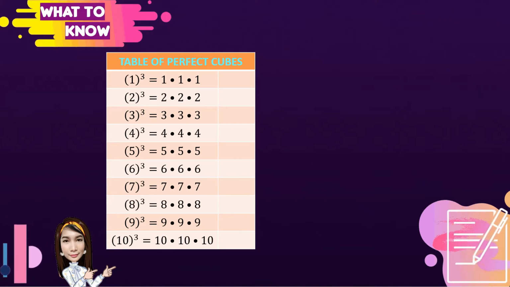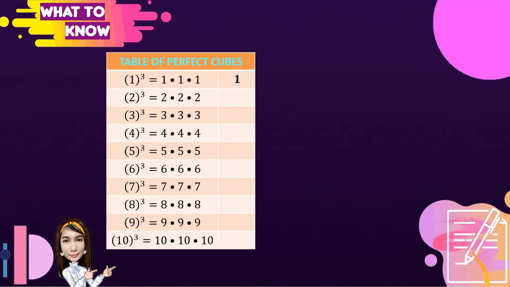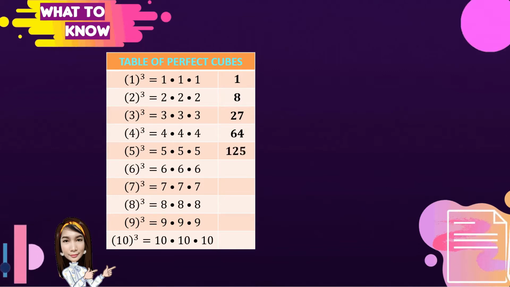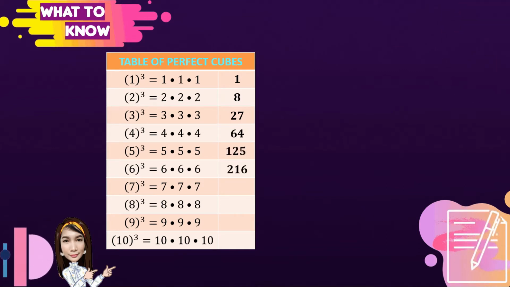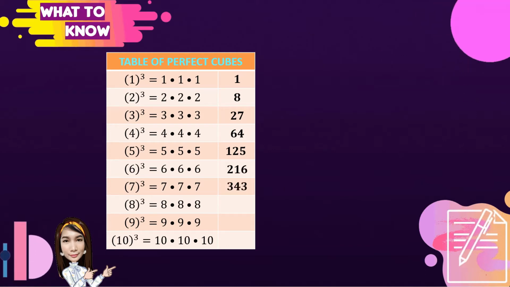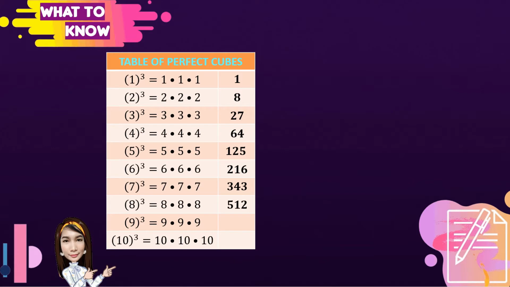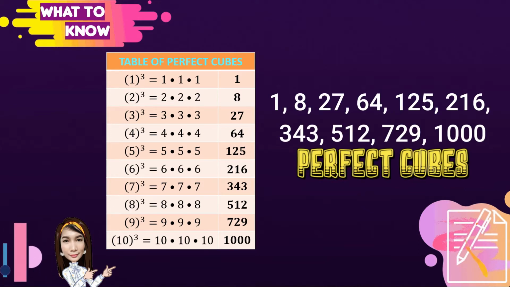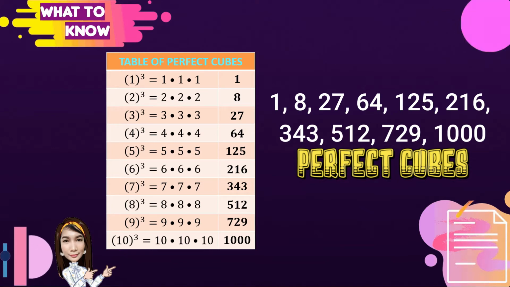When we cube a number or integer, it means we multiply it by itself 3 times. So 1 cubed is equal to 1, 2 cubed is equal to 8, 3 cubed is equal to 27, 4 cubed is equal to 64, 5 cubed is equal to 125, 6 cubed is equal to 216, 7 cubed is equal to 343, 8 cubed is equal to 512, 9 cubed is equal to 729, 10 cubed is equal to 1000. 1, 8, 27, 64, 125, 216, 343, 512, 729, and 1000 are what we call perfect cubes.